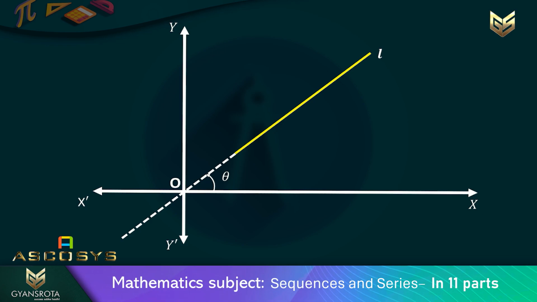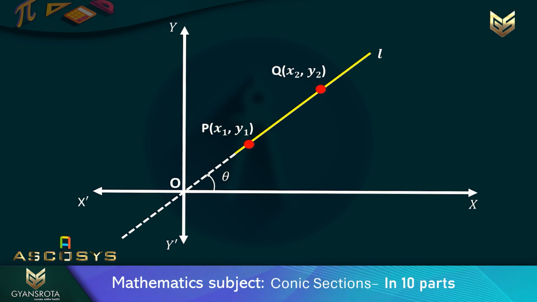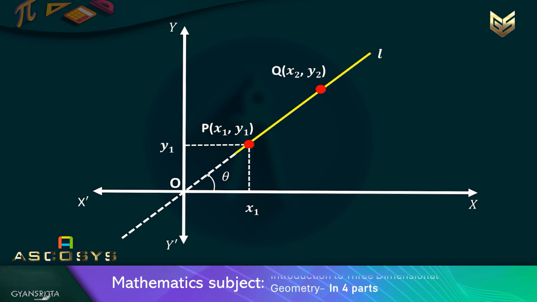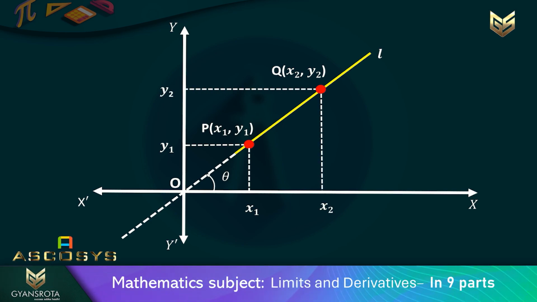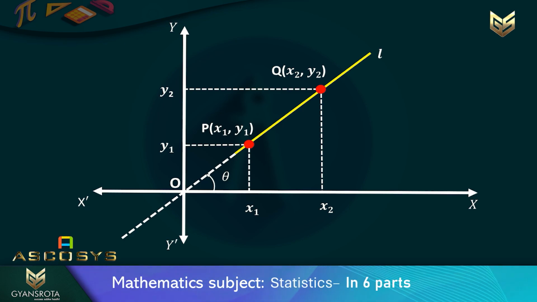Now on this line L, we have 2 points P (x1, y1) and Q (x2, y2). And if you can see your diagram, you will see the distance x1 and y1 from the origin. Similarly, you will also see the distance x2 and y2 from your origin. So you will get the coordinates of P as (x1, y1) and the coordinates of Q as (x2, y2).